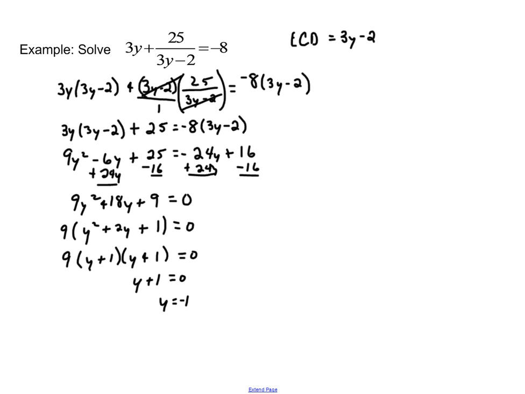Now this one's a little bit easier to check, so I'll go ahead and carry out the check. If we let y equal negative 1, let's see what happens. It should be the case that 3 times negative 1 plus 25 divided by 3 times negative 1 minus 2 should equal negative 8. Well, we know on the left term that negative 3 will be added to 25 over negative 5.